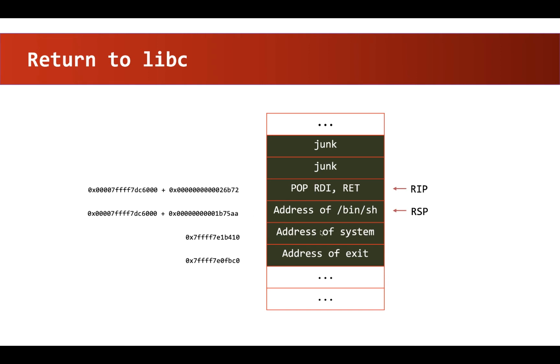After that, we are going to place the address of system, and once the system function executes, we are going to get a shell because the argument is actually binsh. And when we exit from the shell, the control is going to be returned to the next instruction, which is going to be the address of the exit function. So when this instruction gets executed, we are going to exit gracefully. So let's try to add these details to our exploit.